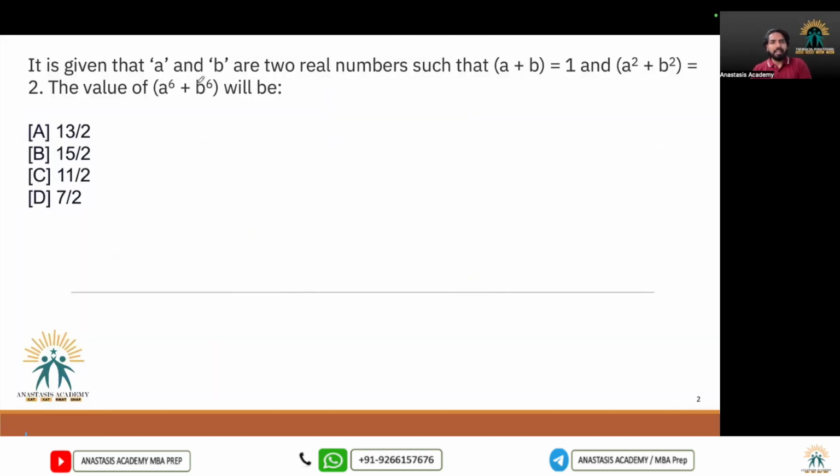It is given that a and b are two real numbers such that a plus b is equal to 1 and a square plus b square is given as 2. The value of a raised to the power 6 plus b raised to the power 6. So it's an easy question using algebraic identities, right?